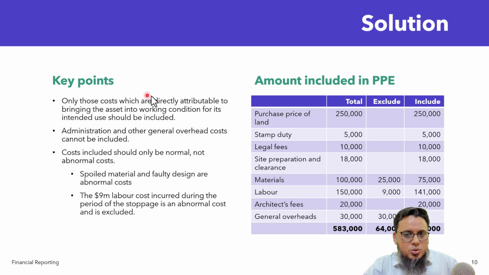Key points. Only those costs which are directly attributable to bringing the asset into working condition for its intended use should be included. Administration and general overhead cannot be included. So $30 million has been excluded. Costs included should only be normal, not abnormal costs. Spoiled material and faulty design are abnormal costs. So $25 million removed. $9 million labor cost incurred during the period of stoppage is an abnormal cost and is excluded. So out of the 583 million, 64 million gets charged into the P&L in the same year, and $519 million is something that gets capitalized.